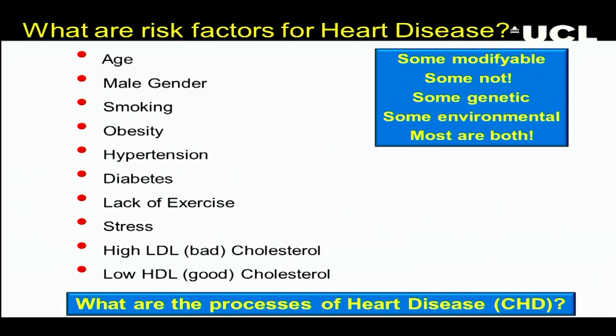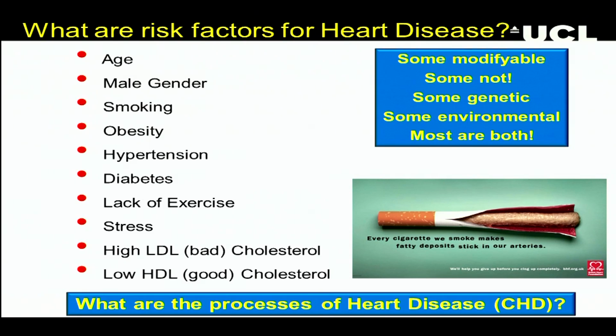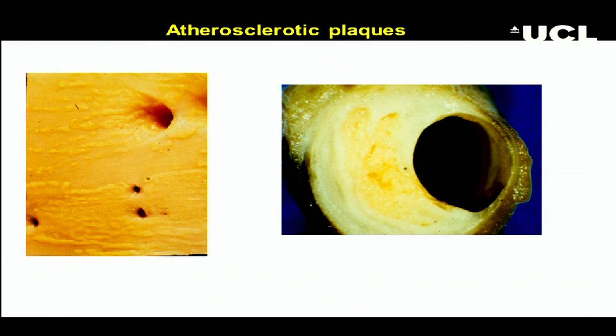So let's talk about what are the processes of heart disease. In some of the slides, you'll see it as CHD, an abbreviation for coronary heart disease. So it means the arteries in the heart are diseased. You may have seen a couple of years ago this very challenging advert by the British Heart Foundation. For every cigarette we smoke makes fatty deposits stick in our arteries. So it's a very nice graphic. And that, of course, is one of the problems, and that's both genes and environment.